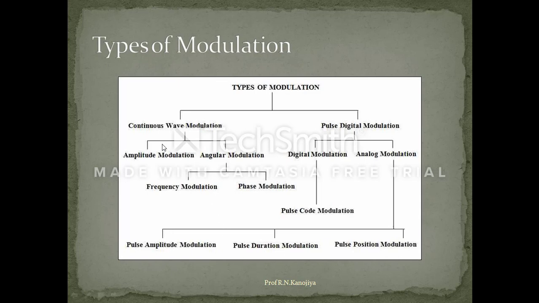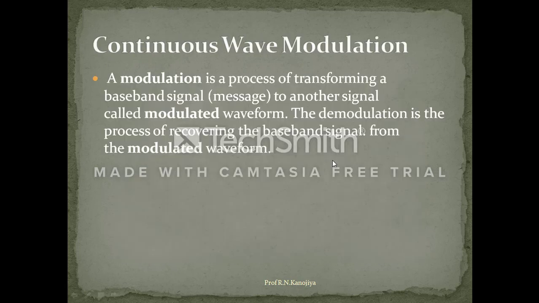Now, continuous wave modulation is further classified as amplitude modulation and angle modulation. Angle modulation is further classified as frequency modulation and phase modulation. Whereas in pulse digital modulation, again there are two types, analog and digital. In analog modulation, there are three types: pulse amplitude modulation, pulse duration modulation, and pulse position modulation. Whereas pulse code modulation is a digital type.